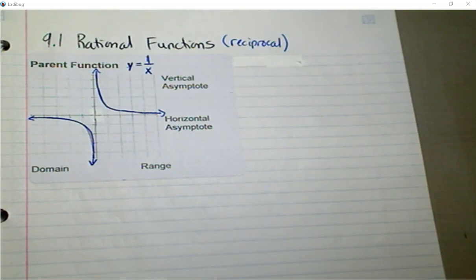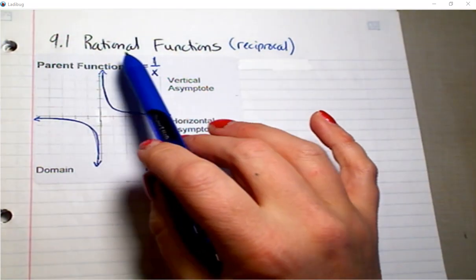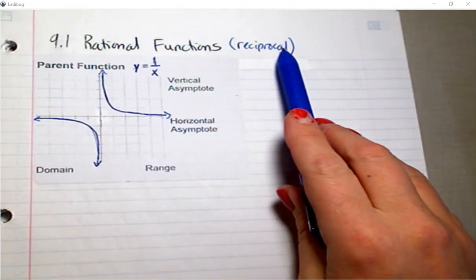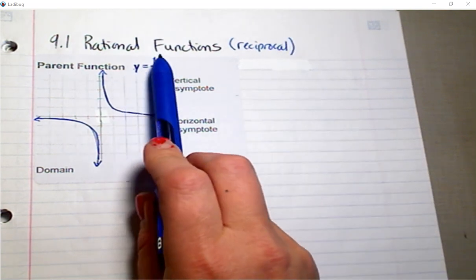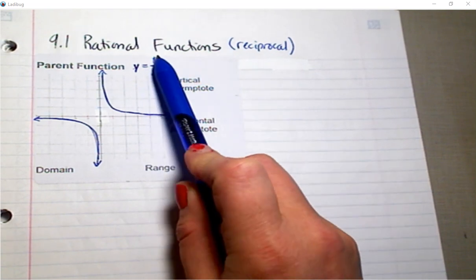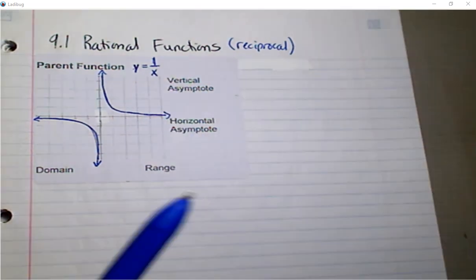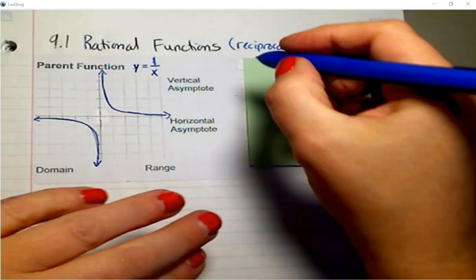So in this lesson, I'm going to keep it to 20 minutes. We're going to talk about the rational function called the reciprocal parent function, which is given by y equals 1 over x. It's called the reciprocal because it's 1 over x. Now, just as a quick review, you don't have to write this part.